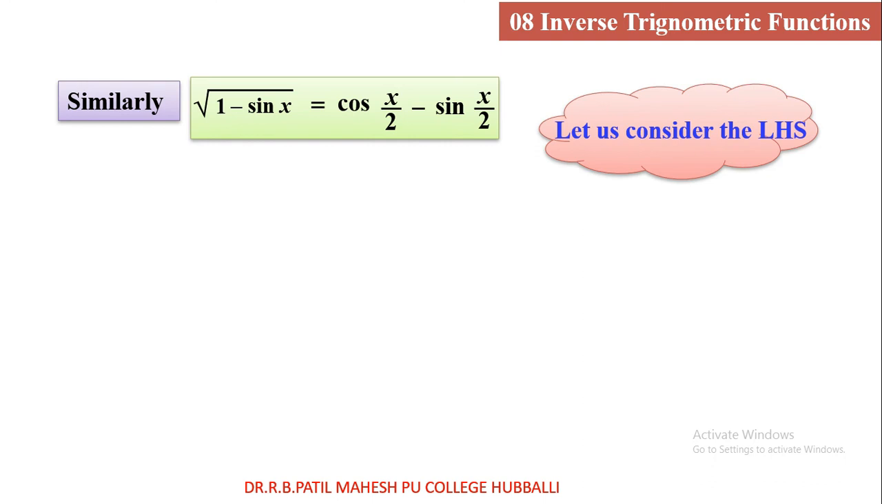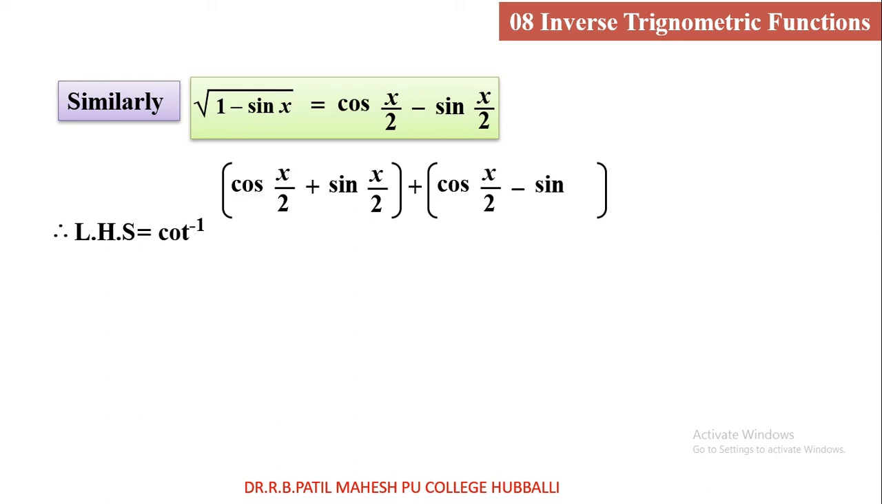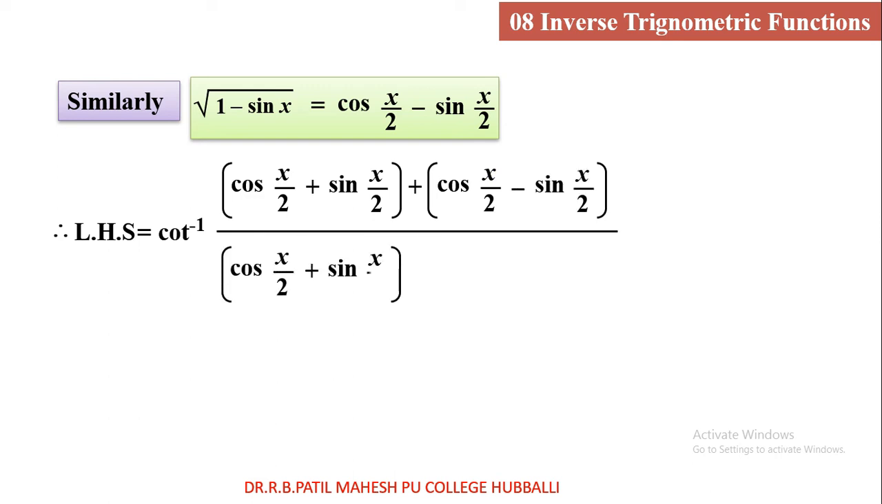So now consider the LHS part. Cot inverse of, in place of root of 1 plus sin x, I will replace the formula, that is cos x by 2 plus sin x by 2, plus, in place of root of 1 minus sin x, I will replace cos x by 2 minus sin x by 2. Denominator also I will do the same work. You can see cos x by 2 plus sin x by 2 minus cos x by 2 minus sin x by 2. Simplify this expression.